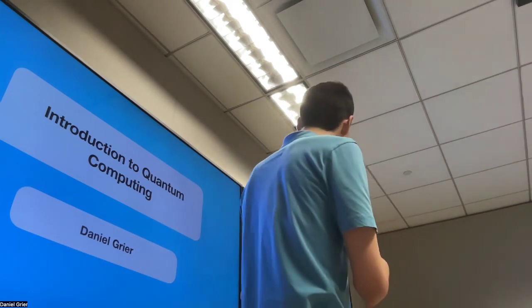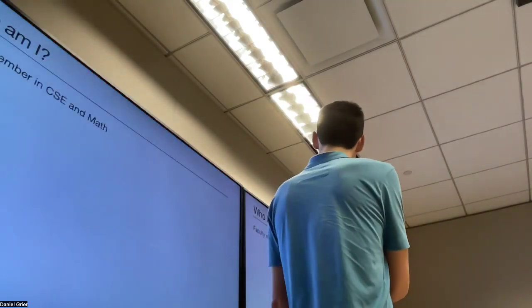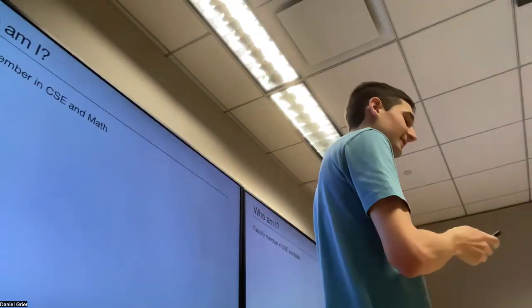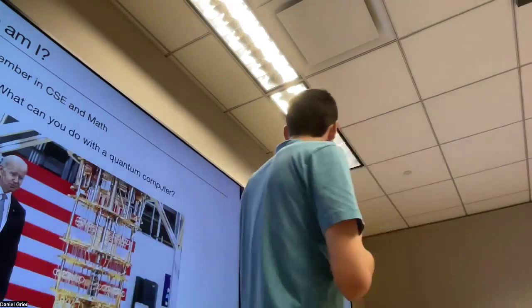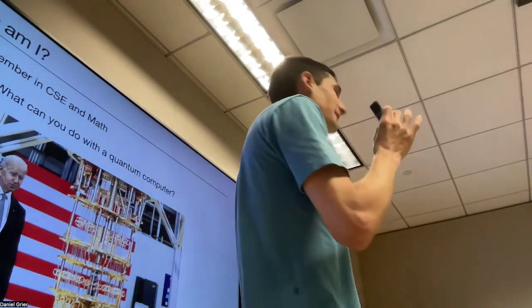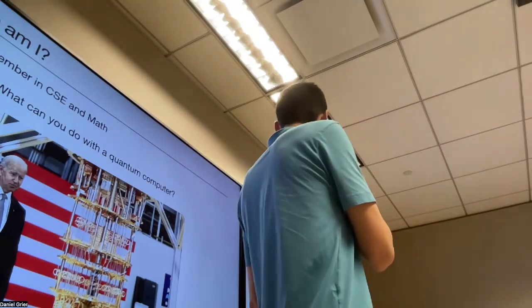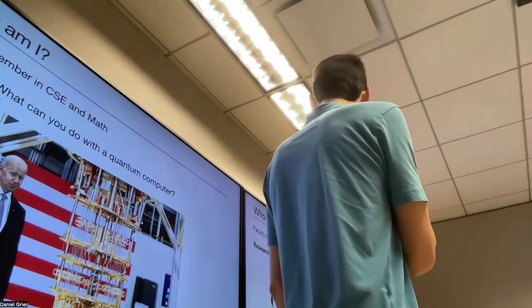Okay, so to start, just to give you some perspective on who I am. I'm a faculty member in CS and in math, and my research is basically what can you do with a quantum computer? So this is a quantum computer here. There's Joe Biden for scale.